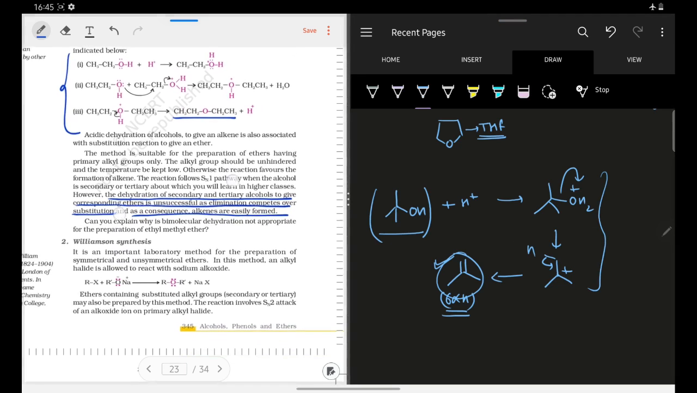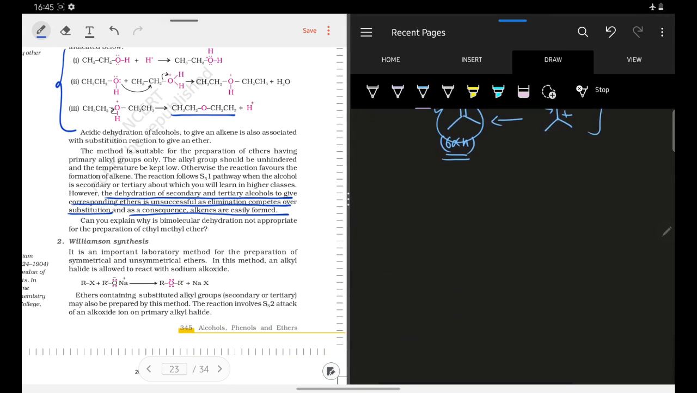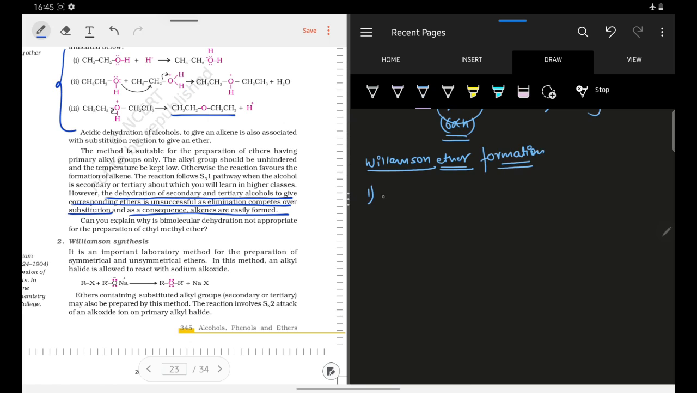Now what is the method that is commonly used? The method that is commonly used is Williamson ether synthesis. For Williamson ether synthesis, I will tell you some points, and if you remember those, you will never forget what Williamson ether synthesis is. The 2 points that you have to remember: first, you use alkoxide ion. We know that alkoxide ions are basic, but here we have to use them as a nucleophile.